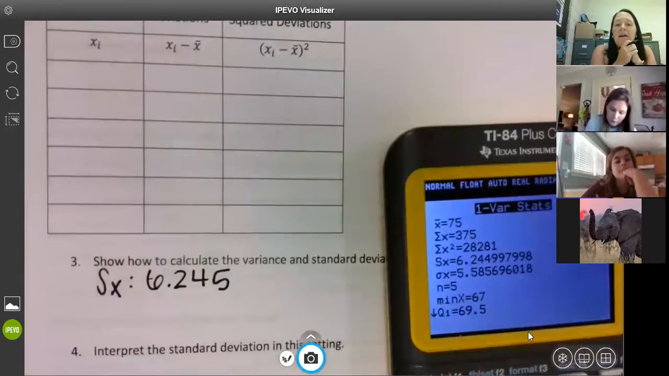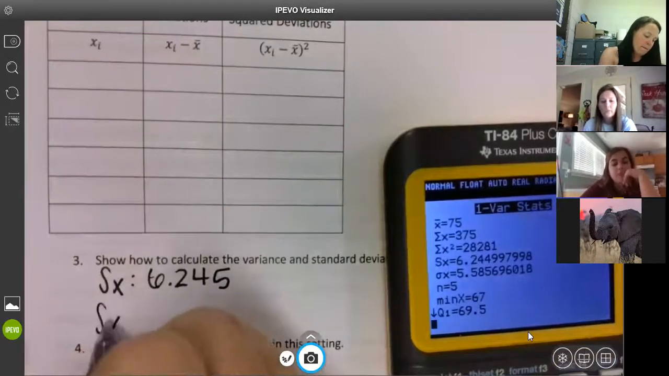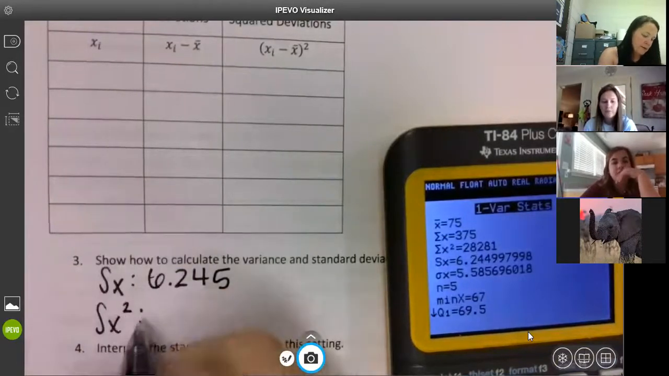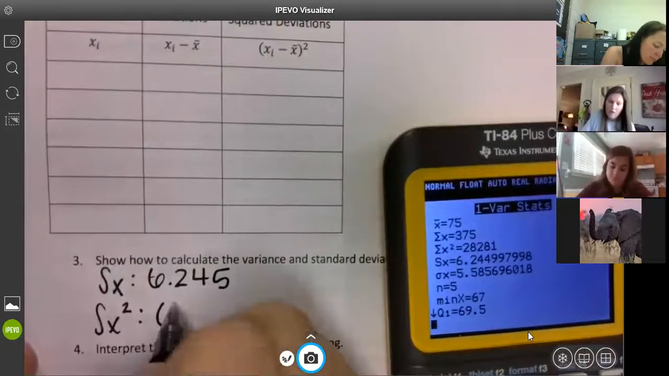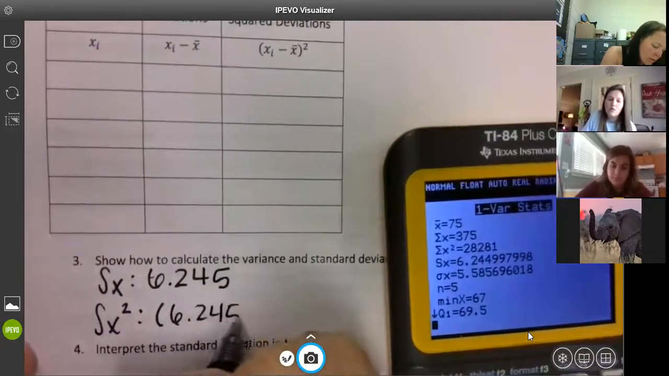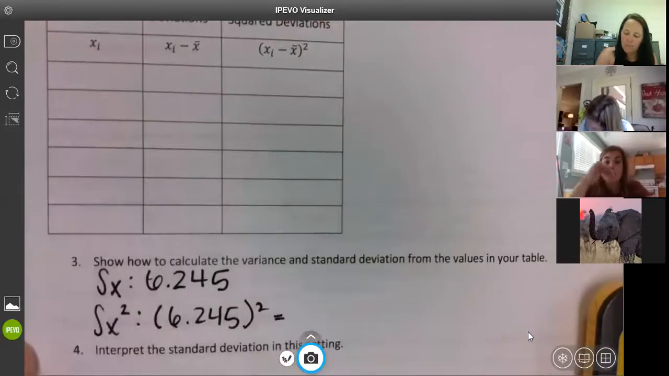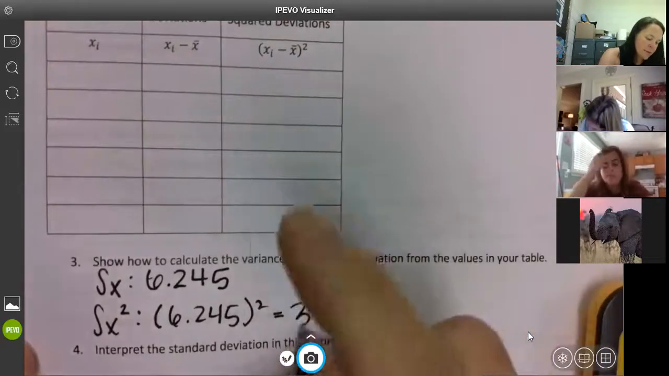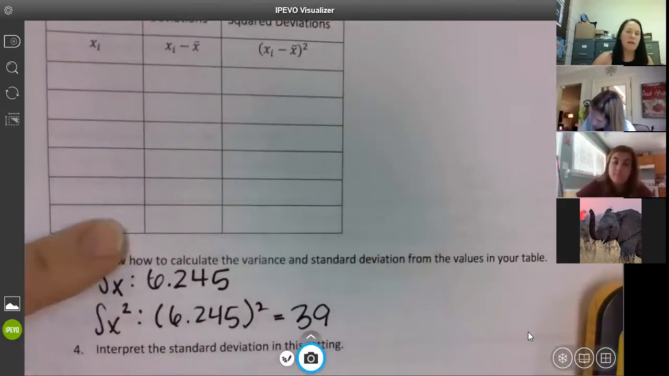How would I find the variance? Would you square the standard deviation? Yes. So to find standard deviation, I take the square root of the variance. To find the variance, I take the square of the standard deviation. And that would be 39-ish. And that gives you the variance. Okay, so this one was standard deviation.